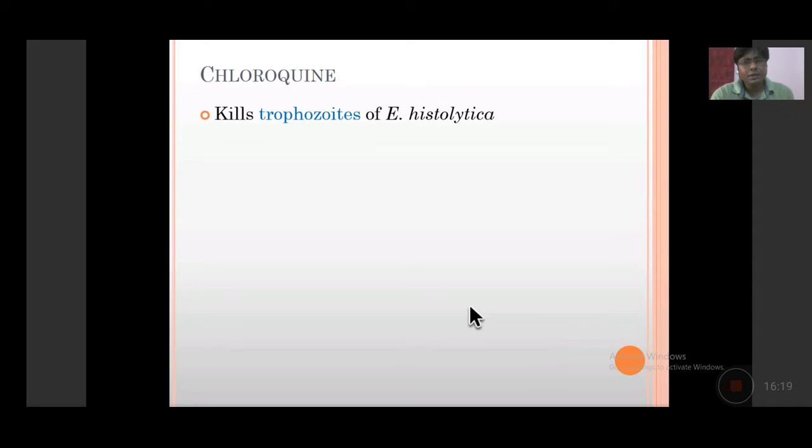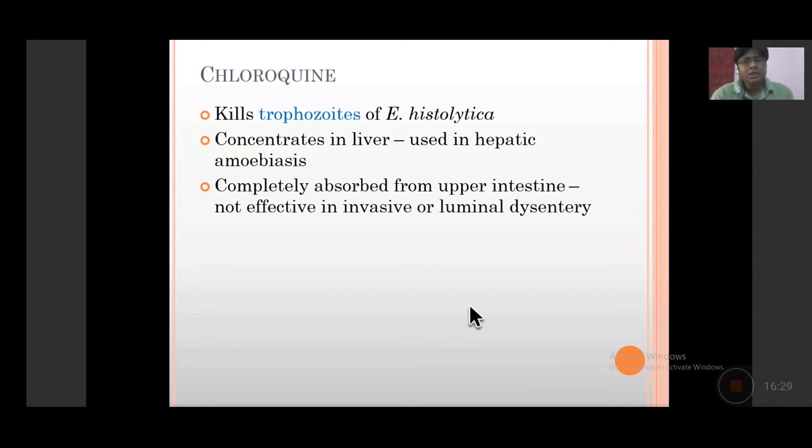Chloroquine kills the trophozoites of Entamoeba in the extra-intestinal part only, not in the lumen, so a luminal amoebicide needs to be given. It gets concentrated in the liver. If you remember, the volume of distribution of chloroquine is very, very high, which leads to increased concentration of chloroquine in various tissues, which is actually responsible for its long-term use side effects as well. But the advantage here is that because it gets concentrated in the liver, it is very, very useful in treatment of extra-intestinal, that is hepatic, amoebiasis.